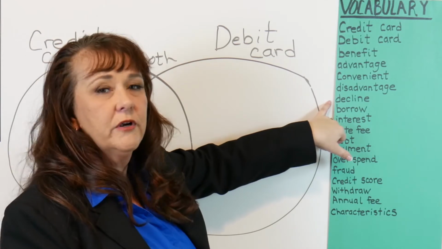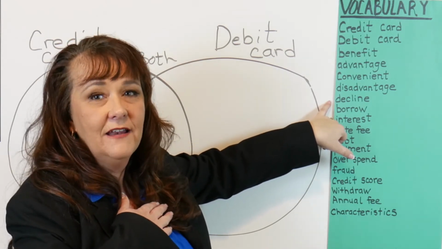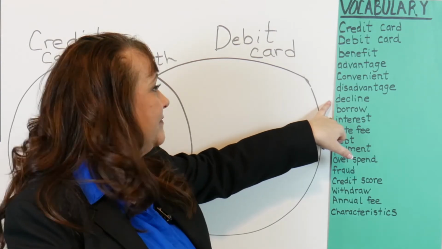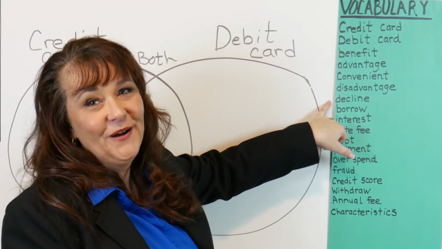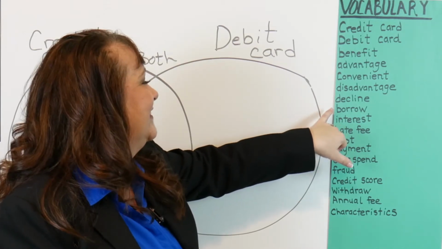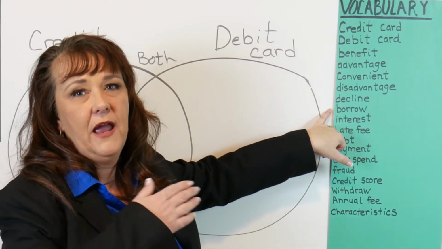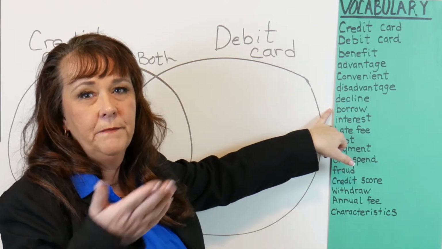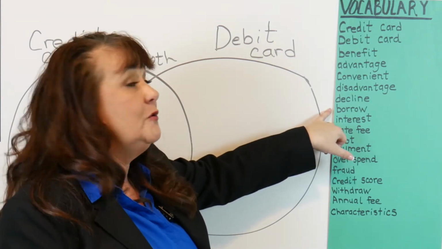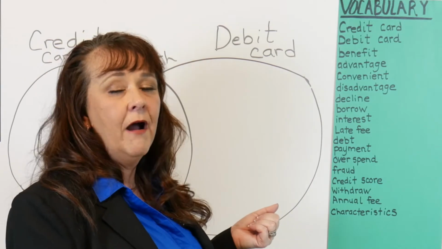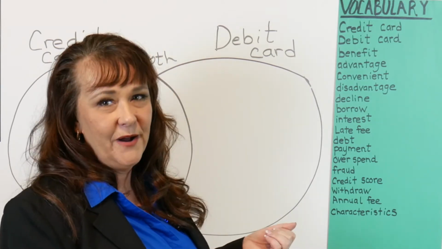Then we have the word decline. You try it. Decline. Decline means to say no. The next word is borrow. You try it. Borrow. Borrow means to use something that is not yours, but then give it back.